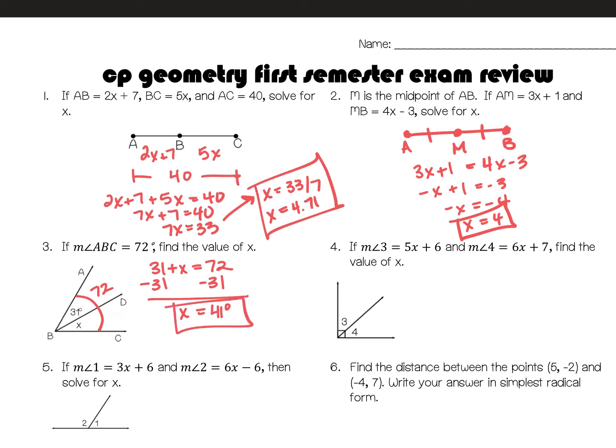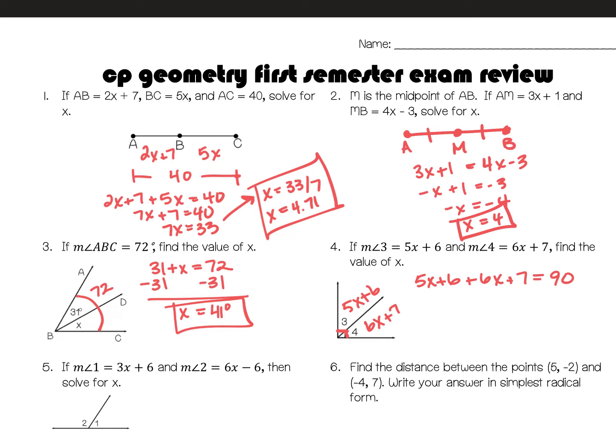On number 4, angle 3 is 5x plus 6. Angle 4 is 6x plus 7. Now the box here tells us that we have a 90-degree angle. So if I add these two angles together, I should get 90 degrees.